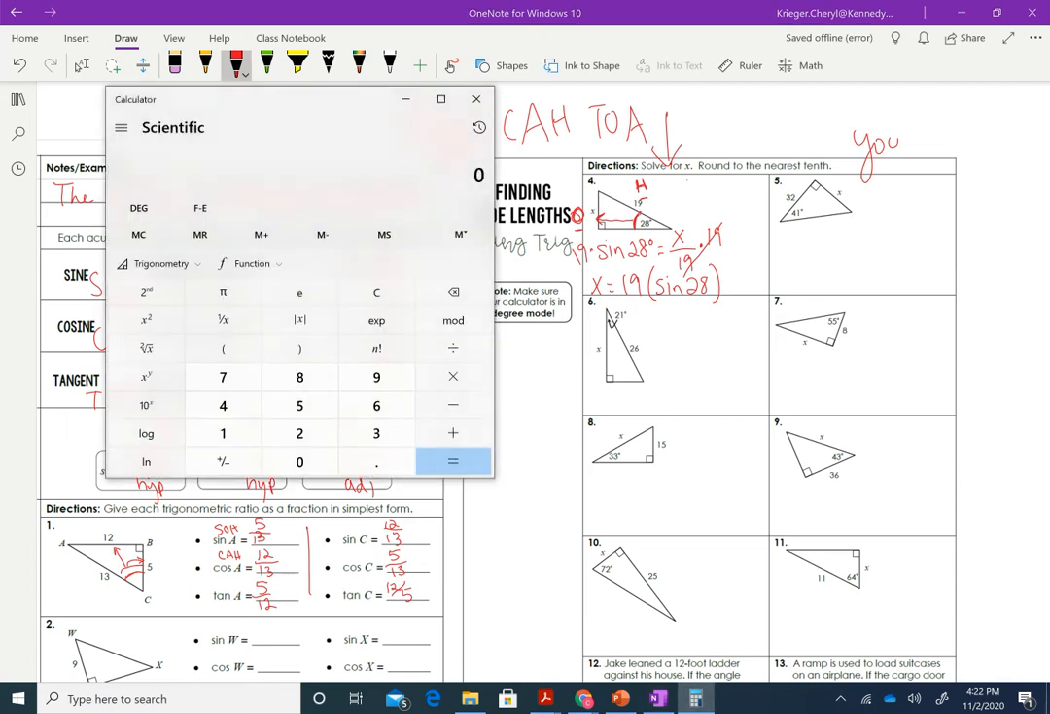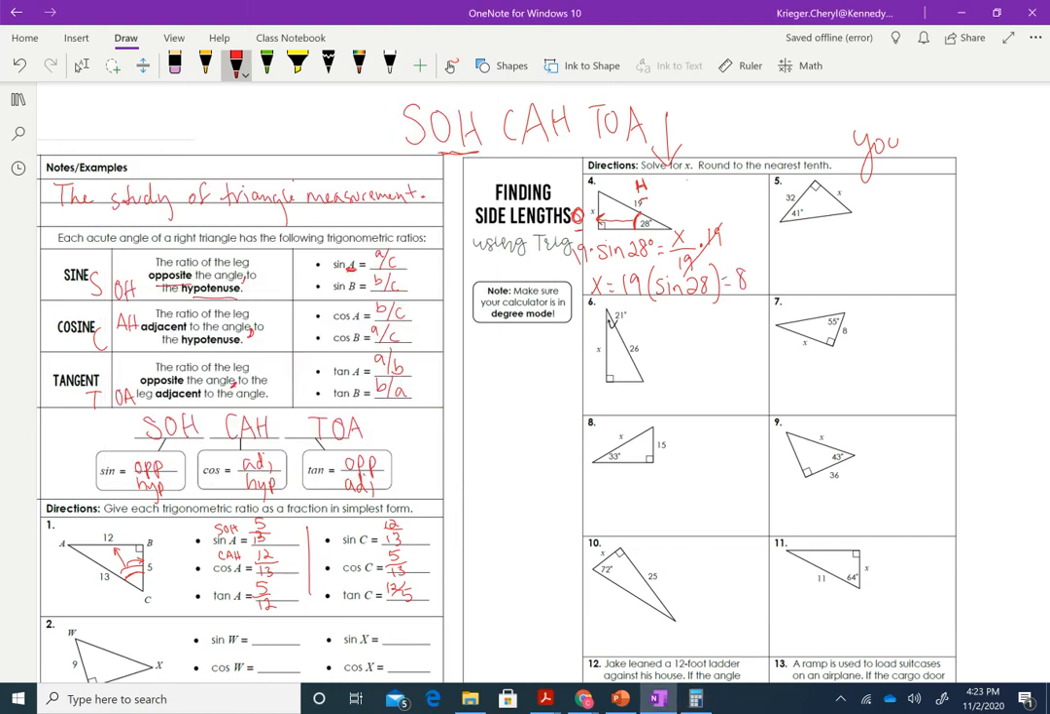On my calculator, I'm going to do the sine of 28 first. So I'll type in 28 sine. That gives me the sine of 28. And then I'm going to take this number and multiply it by 19. So x is 8.9.